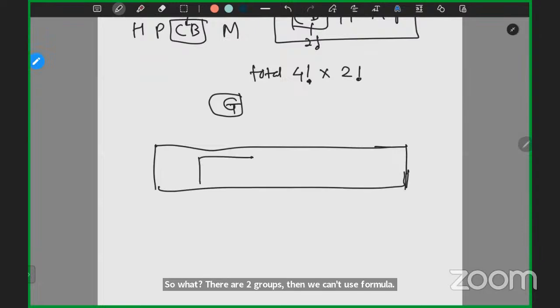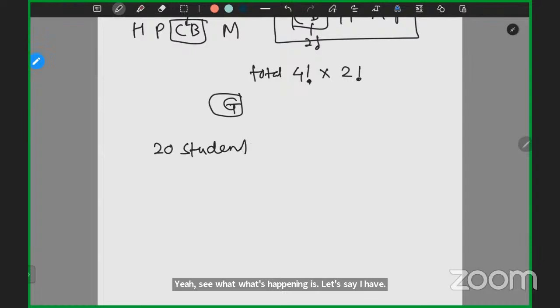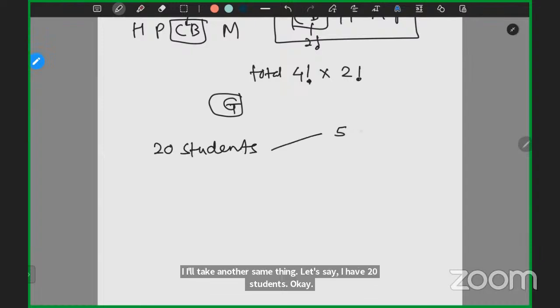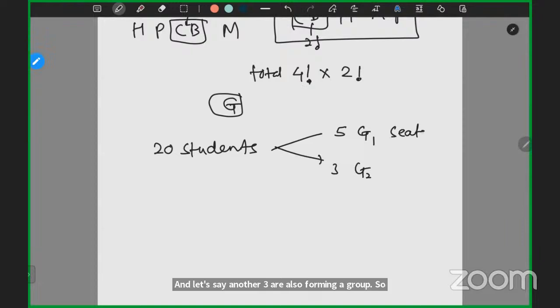See, what's happening is, let's say I have 20 students. Now I'm saying 5 are forming a group, which is group 1, and let's say another 3 are also forming a group. So these 3 are also saying that we'll also sit together. Sir, it will be 13 factorial into 5 factorial into 3 factorial.